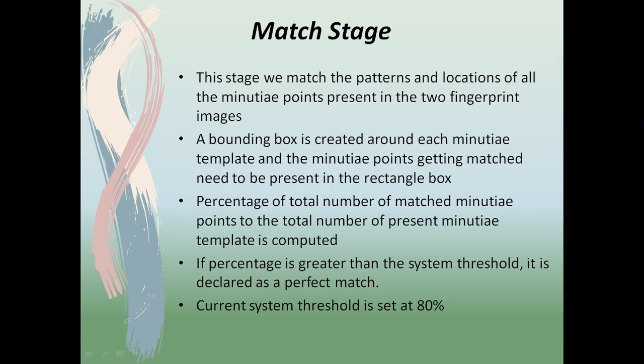bounding box around each minutia template, so that the minutia points that are getting matched are present in their respective rectangle boxes. Now, the percentages are again calculated among the total number of matched minutia points to the total number of present minutia templates. And if the percentage is greater than the system threshold, it is declared as a perfect match. For my system, I have set it at 80%.